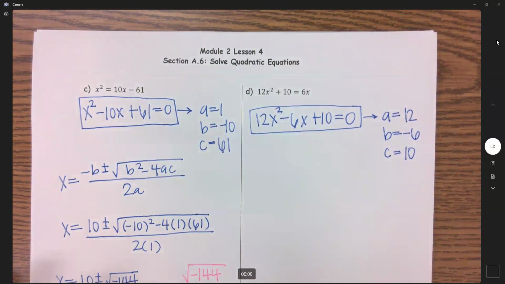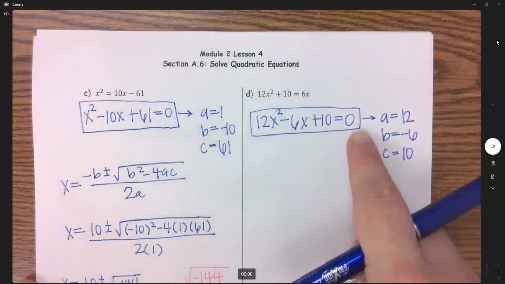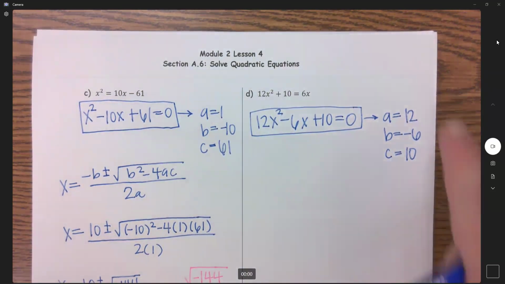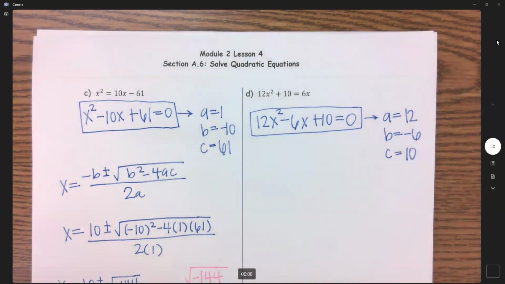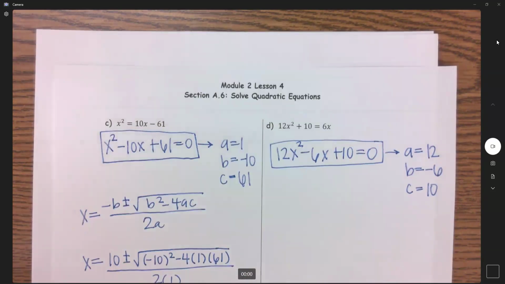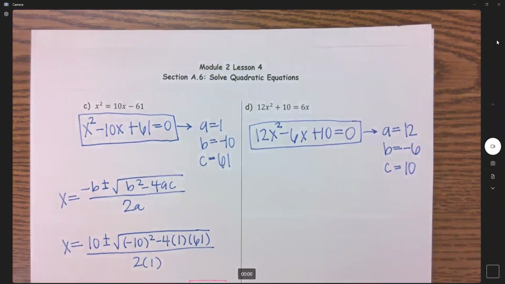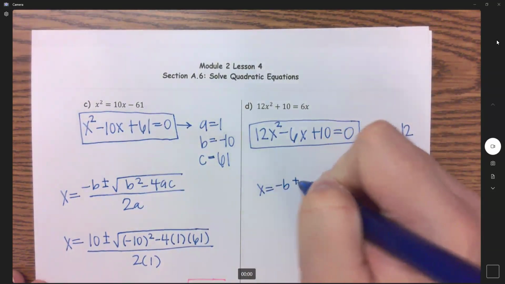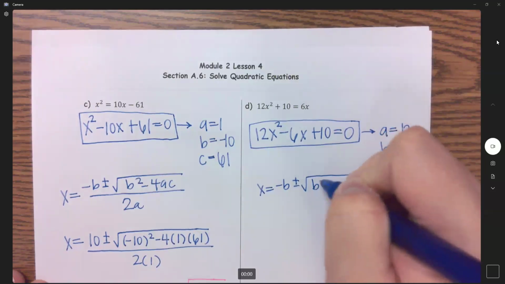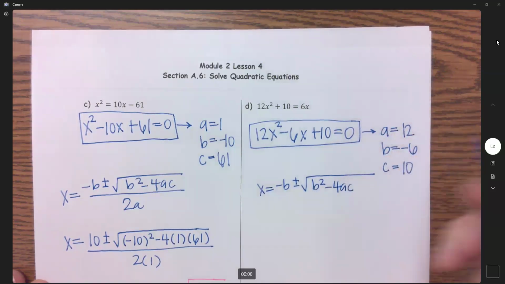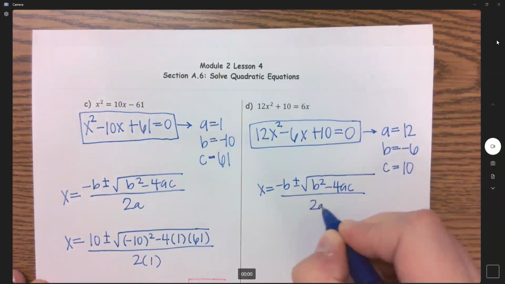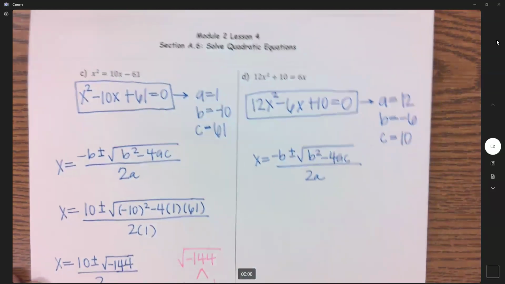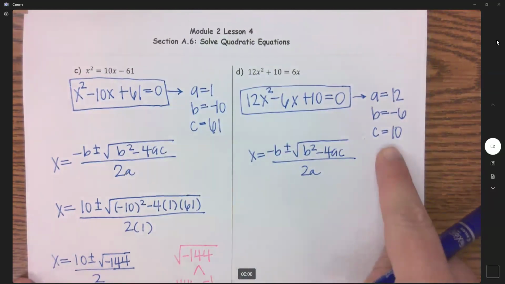Now, one thing to note here, I do have a GCF of 2, and if you wanted to, you could divide a 2 out of everything and have smaller A, B's, and C's, but honestly, it's not really necessary, so I'm not doing it, but you could do it and get the same answer. So I'm going to write my formula of negative b plus or minus the square root of b squared minus 4ac all over 2a. So that now I have the formula and I have all of my variables.